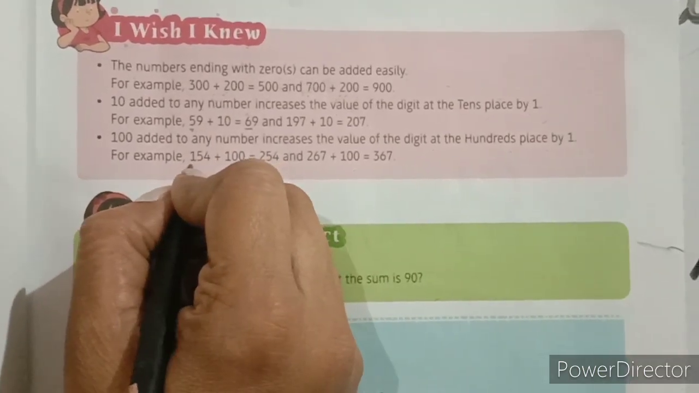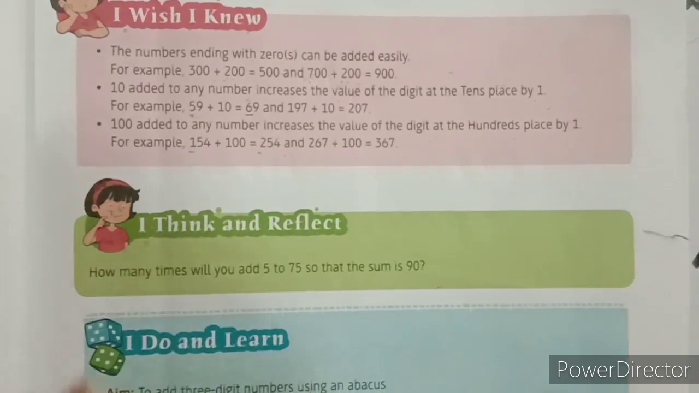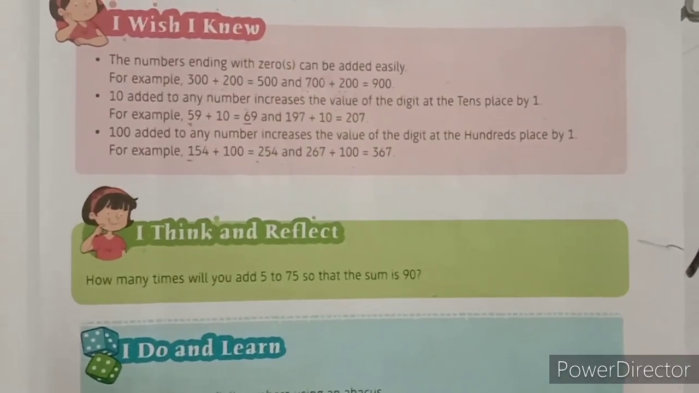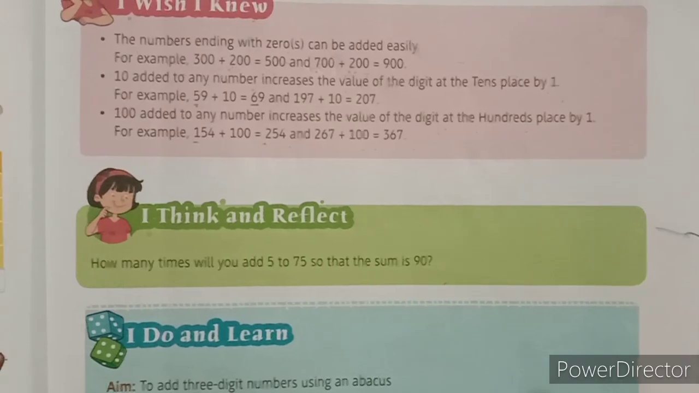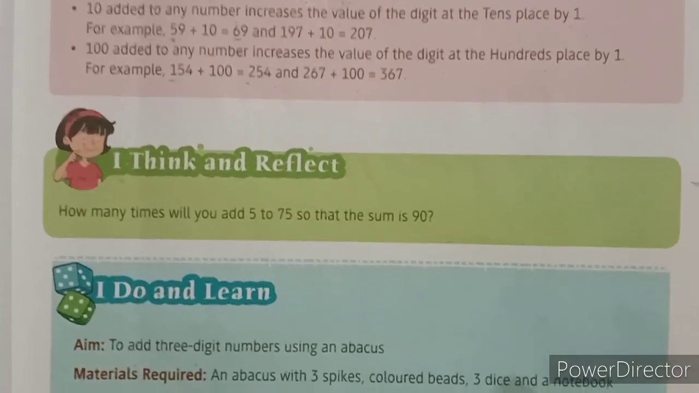Here it is 154, 1 and here it is 2. Are you understanding, students? Yes. Okay. Now come to next. I think and reflect. See, students, what it is written.